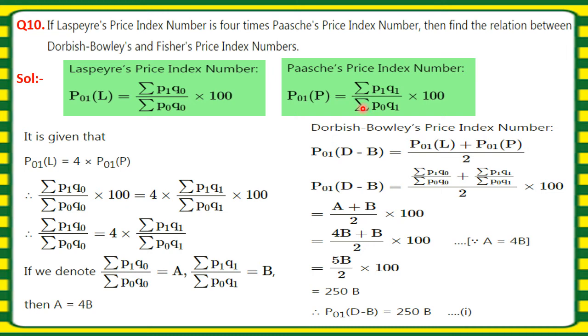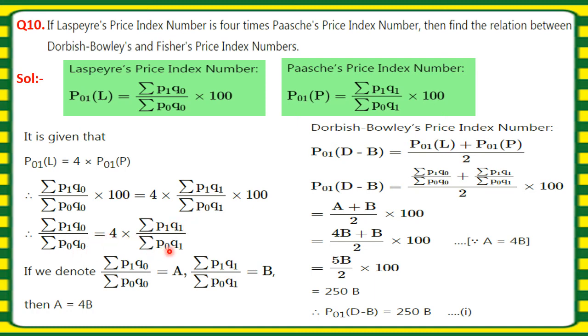Now by the given condition, Laspeyres' price index number is equal to 4 times Paasche's price index number. Write the formula on both sides. Sigma P1 Q0 upon sigma P0 Q0 into 100 is equal to 4 times sigma P1 Q1 upon sigma P0 Q1 into 100. On both sides 100 can be cancelled, and we will get sigma P1 Q0 upon sigma P0 Q0 is equal to 4 into sigma P1 Q1 upon sigma P0 Q1.